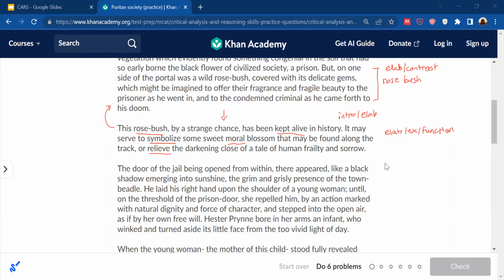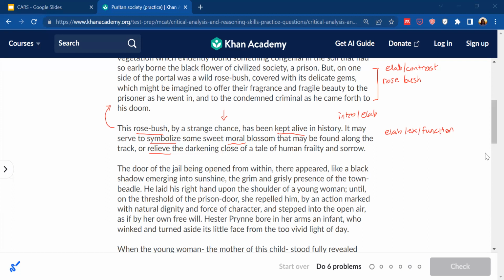So the door of the jail being opened from within, there appeared, like a black shadow emerging into sunshine, the grim and grisly presence of the town beadle. He laid his right hand upon the shoulder of a young woman until, on the threshold of the prison door, she repelled him by an action marked with natural dignity and a force of character, and stepped into the open air as if by her own free will. Hester Prynne bore in her arms an infant, who winked and turned aside its little face from the too vivid light of day.